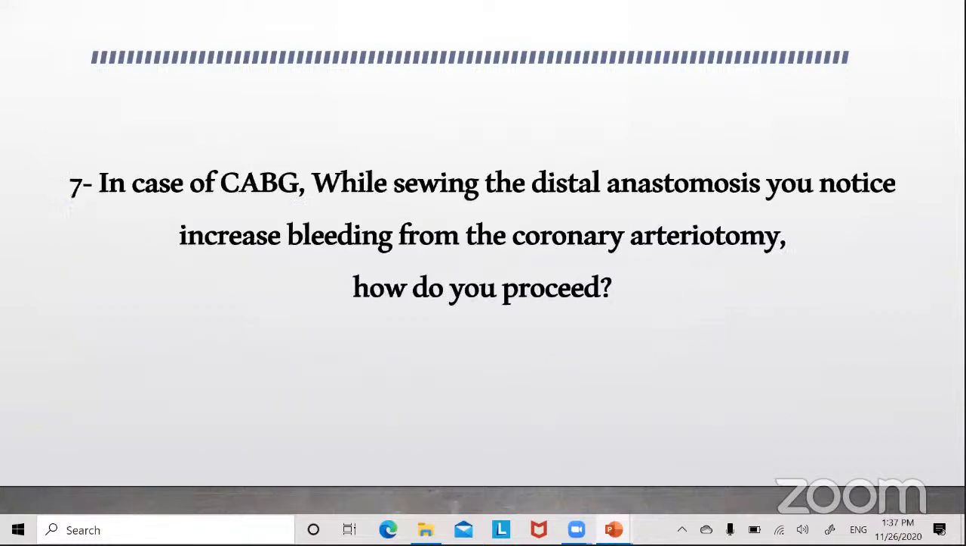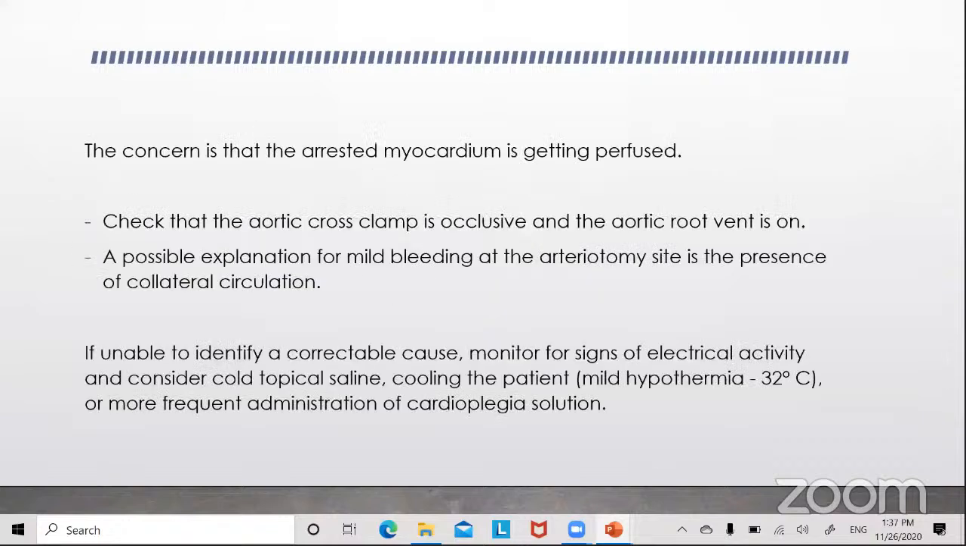In case of CABG, while sewing the distal anastomosis, you notice increased bleeding from the coronary arteriotomy. How do you proceed? The concern is that the arrested myocardium is getting perfused. First, check that the aortic cross-clamp is occlusive and the aortic root vent is on.